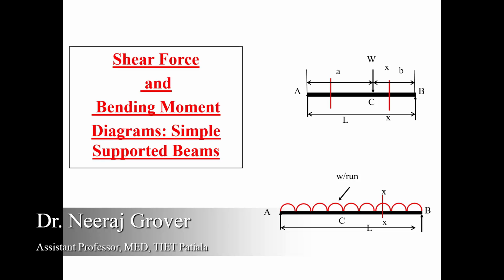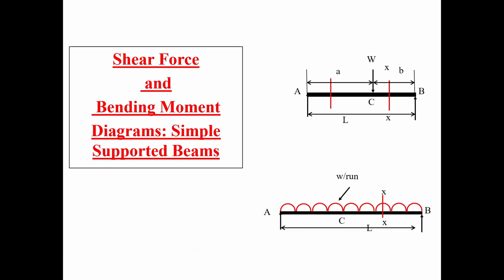Welcome back. In this lecture we will discuss shear force and bending moment diagrams particular to simply supported beams. We shall discuss two cases. One is a point load acting at an offset from the midpoint, and the other is a uniformly distributed load over the simply supported beam. Let us see the first case, where we have a simply supported beam carrying a concentrated load which is not at the midspan.